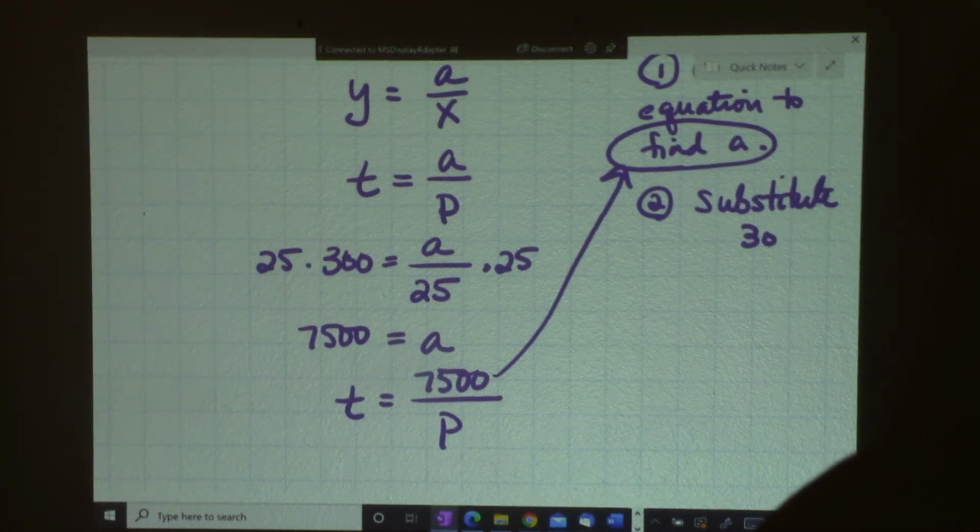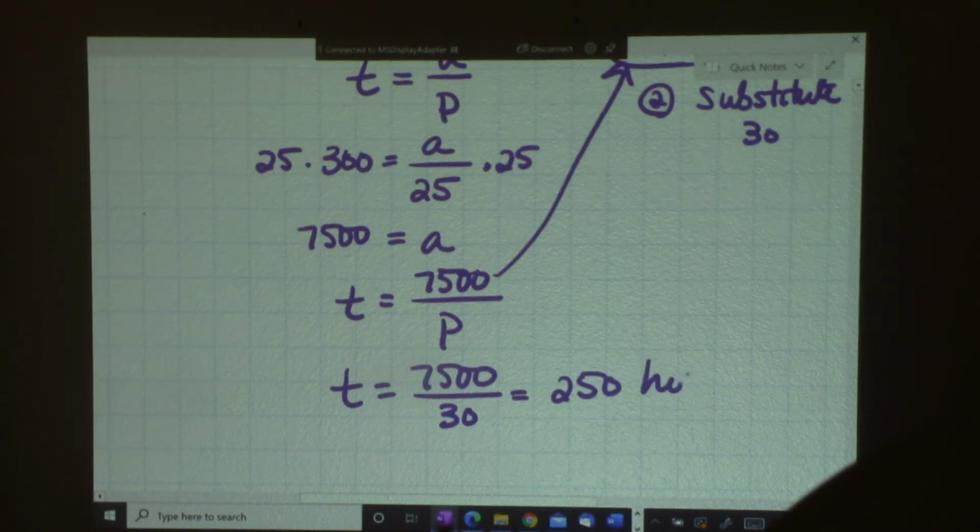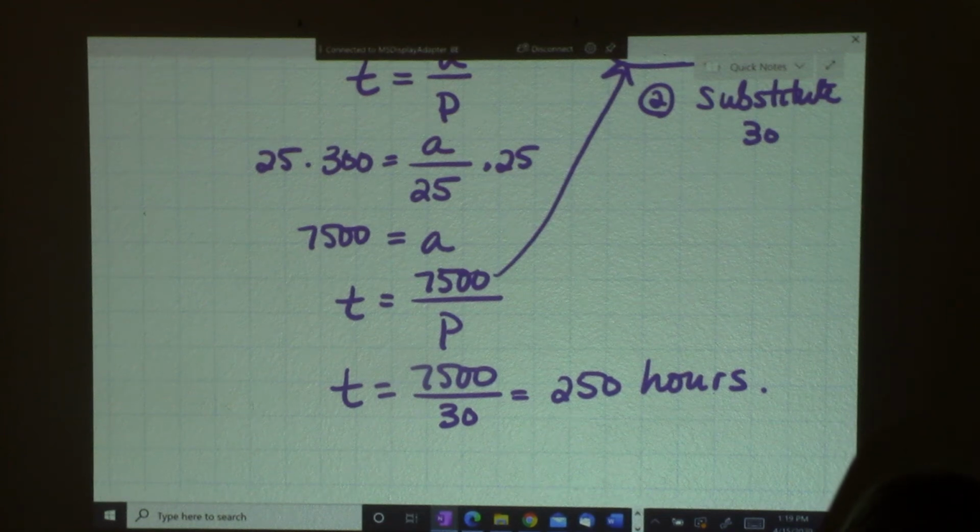Now I'm going to do step 2, which is that I'm going to substitute 30 in, 30 people. So I have T equals 7,500 over 30. And if I reduce that, it becomes 250 hours. Okay. So, if you know that with 25 people, it will take 300 hours, but with 30 people, it will take 250 hours. So, you have to decide, do you want to spend the money to save those 50 hours?